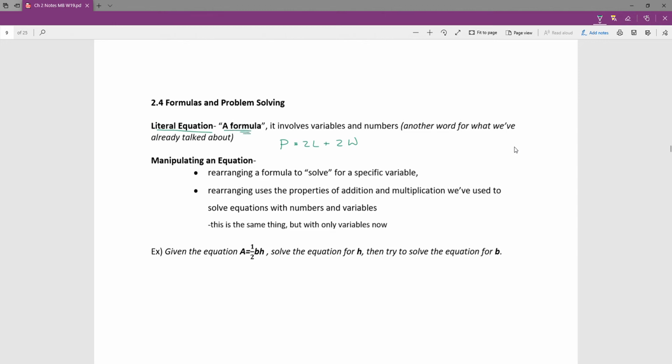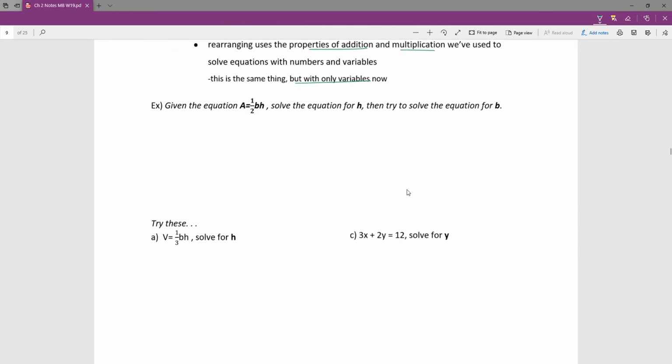And so oftentimes in dealing with geometry, you want to manipulate an equation. You want to rearrange a formula to solve for a specific variable. So maybe you have everything but the width here. Well, this is set up to solve for perimeter. So rearranging using the property of addition and multiplication, you can reorder an equation so that it's solved for what you're looking for. So it's really the same thing, but with only variables now, or well, mostly variables now. So let's go through a couple examples of these ones.